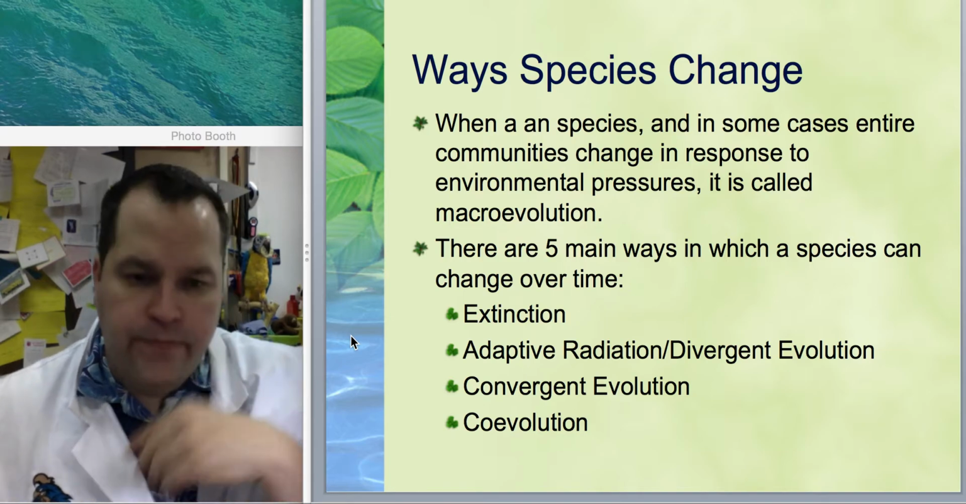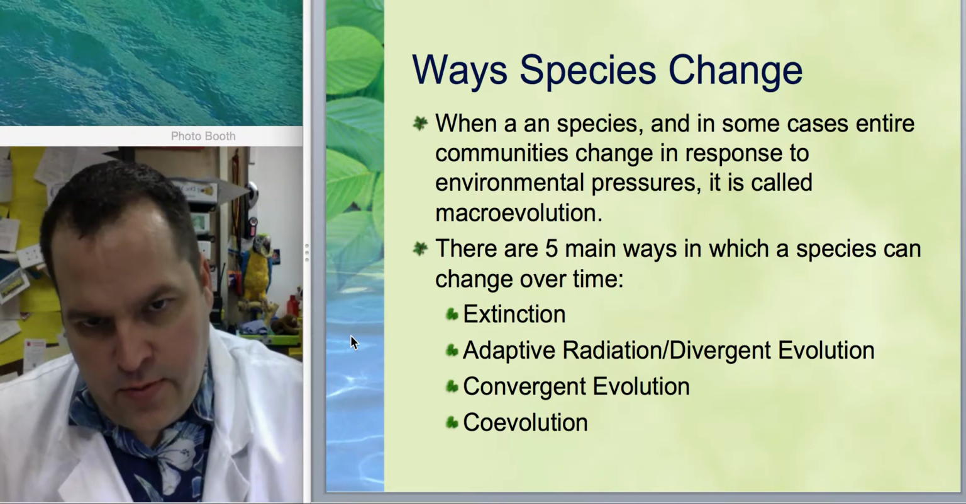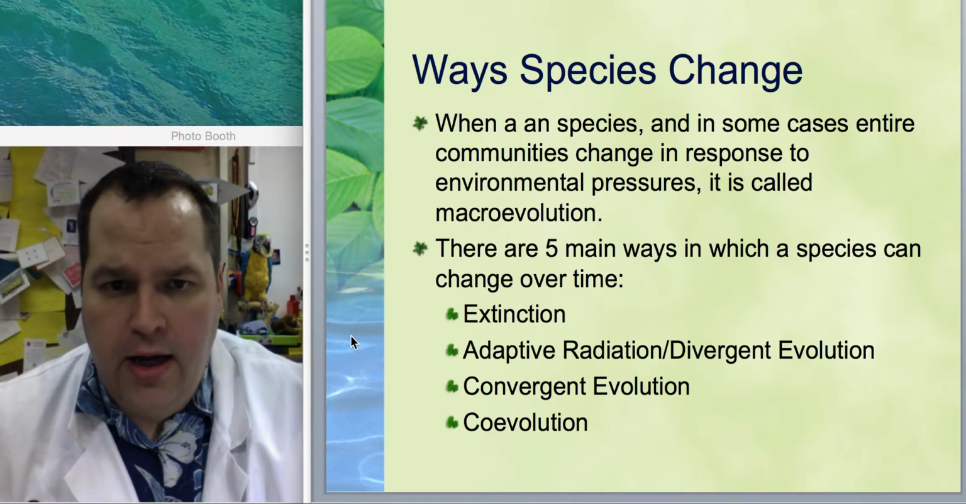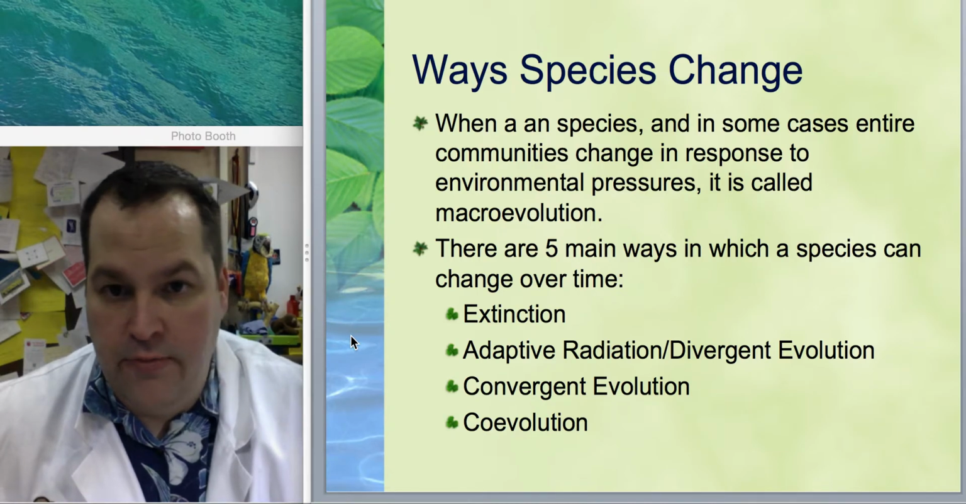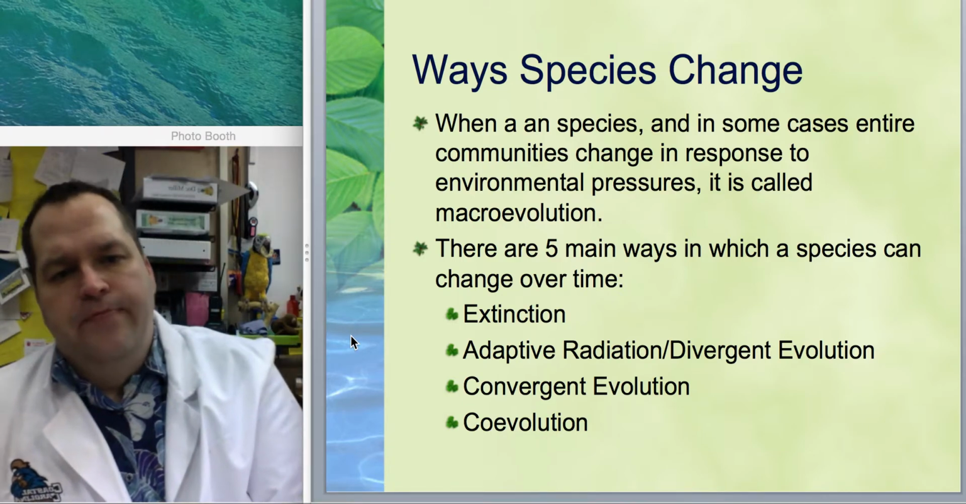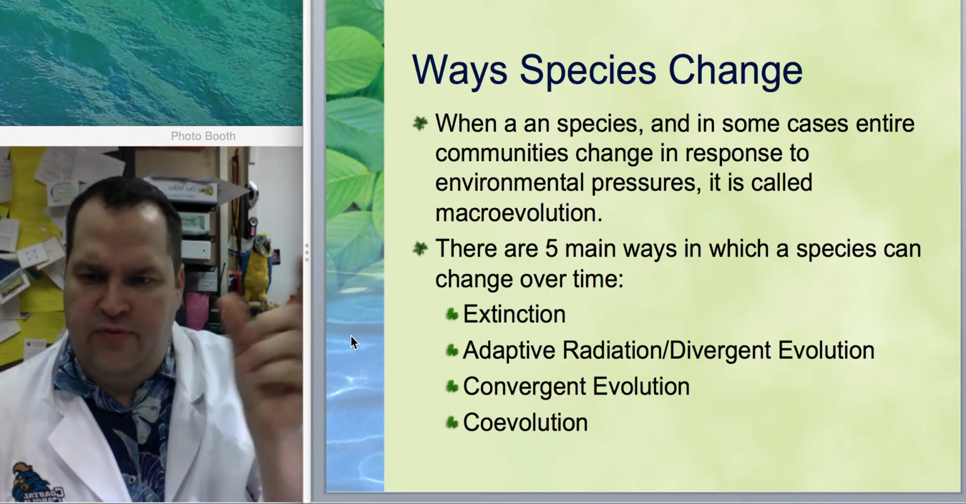So what are the ways that species can change? Well, when a species, and in some cases entire communities, respond to environmental pressures, it's called macroevolution. These are the big evolutions that occur. There are 5 ways, really, that this occurs, and some of them we even combine together.